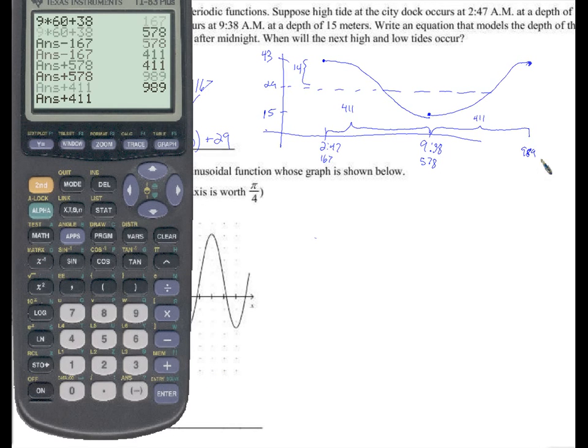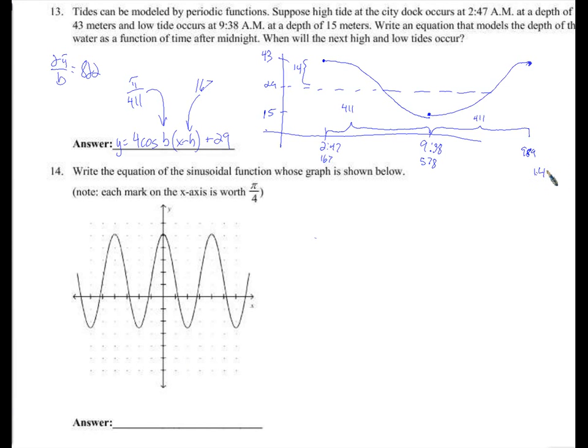That's going to be 1400 minutes, right? It's out there somewhere. We don't have enough room to show it, but I don't need to show it. I just need to know when it is. So this is the next high tide, this is the next low tide, and it asks when will it happen, so what time.